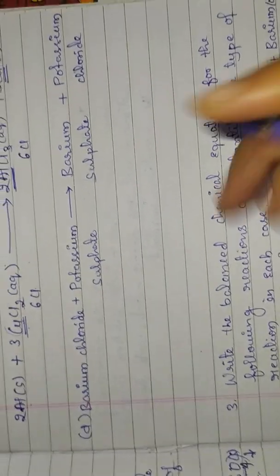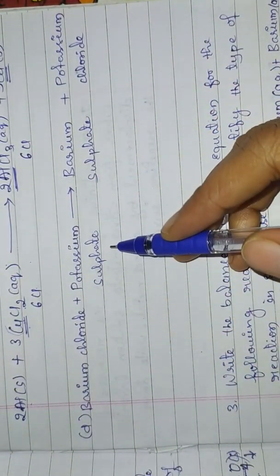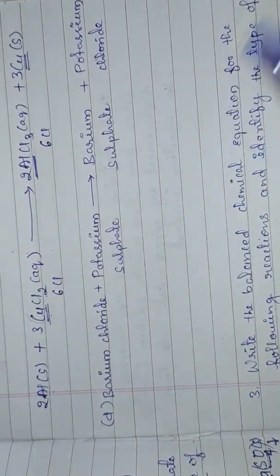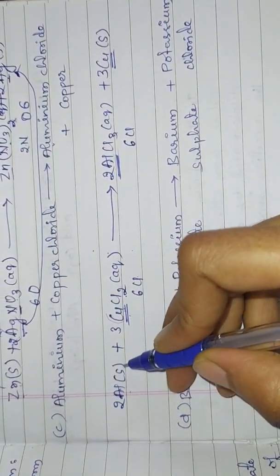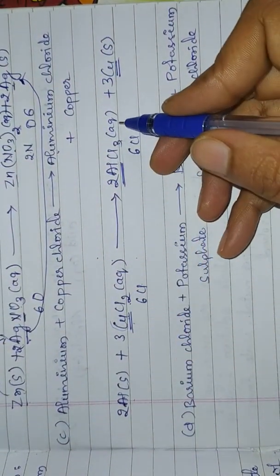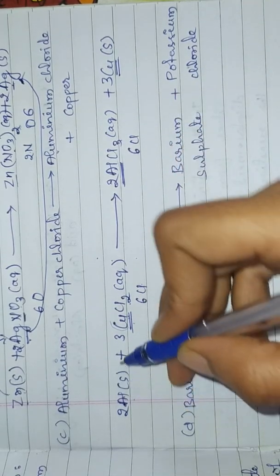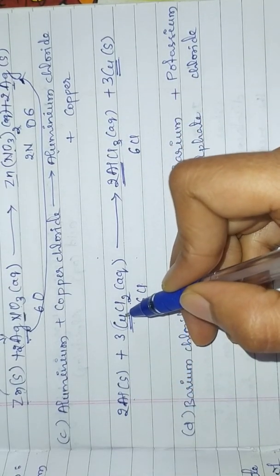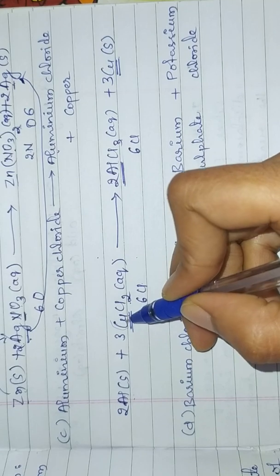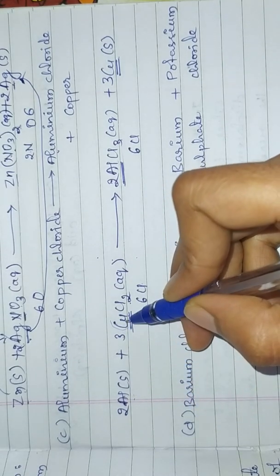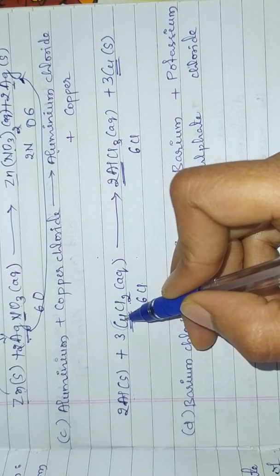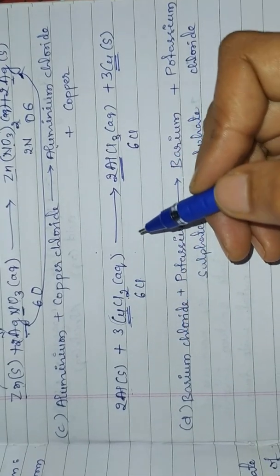Okay, this one you can do on your own. Okay, no, we will do this one also. See here, this is also an example for the displacement reaction. Here this aluminium is a stronger metal than the copper. Therefore, this aluminium will displace this copper from copper chloride.